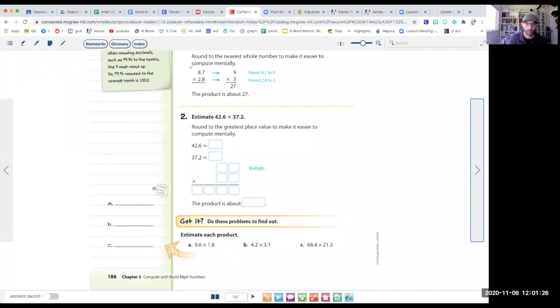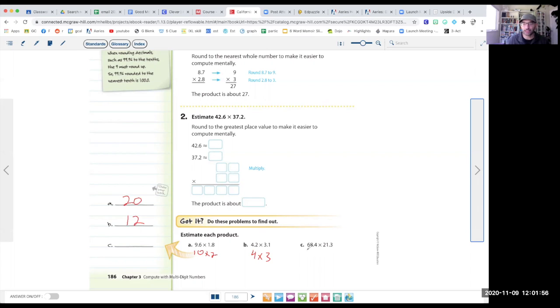Ready, go. All right, so you should have rounded 9.6 to become a 10, it rounds up to 10, and 1.8 rounds up to become 2. 10 times 2 is 20. Cool. Now you try B. Ready, go. All right, so these you should also round, these are going to round down. So 4.2 is just going to become 4, times 3.1 will just be 3. 4 times 3 is 12.